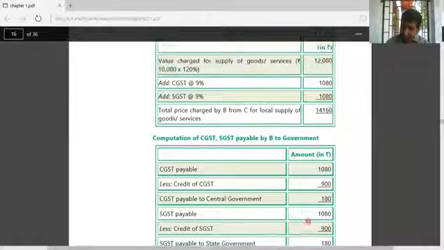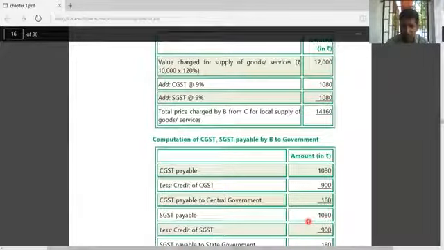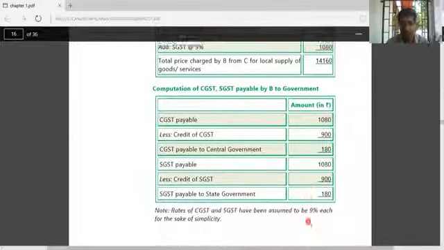It is 20%, say 200. 200 was the value addition. 200 into 9%, that is, not 200, sorry, 2000. 2000 into 9% is 180 rupees.